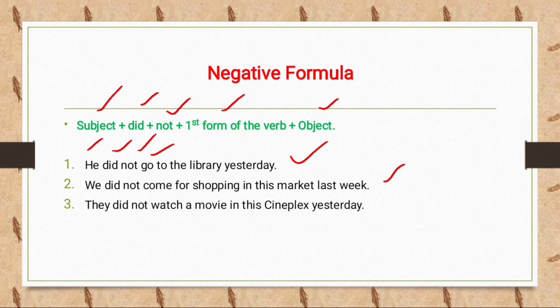We did not come for shopping in this market last week. We is what? Subject. Did is again helping verb. Not we are using because we are talking about negative. Come is again first form of the verb. For shopping in this market last week, it's object. They did not watch a movie in this Cineplex yesterday. Now again you can easily understand that they is what? Subject. Did is its helping verb. Not we are using in negative formula. Watch is first form of the verb, and a movie in this Cineplex yesterday is object.